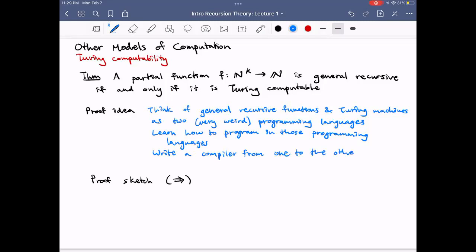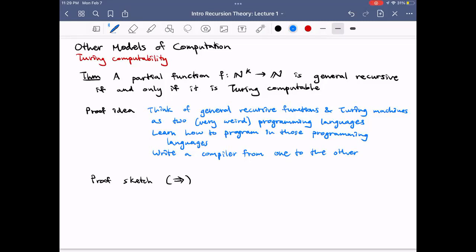Okay, so maybe this is not clear. I'm not clear what this means, and maybe you don't know what compiler means. But the idea basically is, yeah, you need to build up a lot of practice, like to build up a lot of functions that you know are computable in each model until you can simulate the other model's computation.